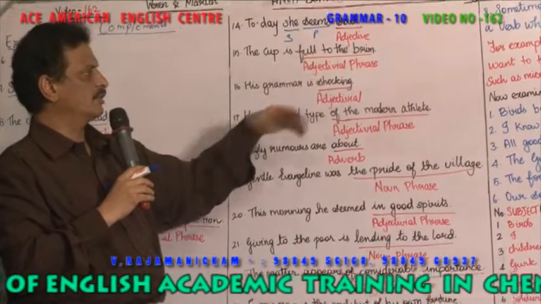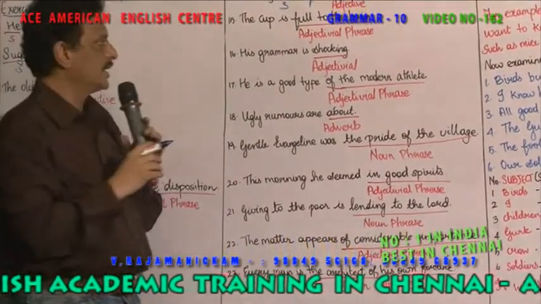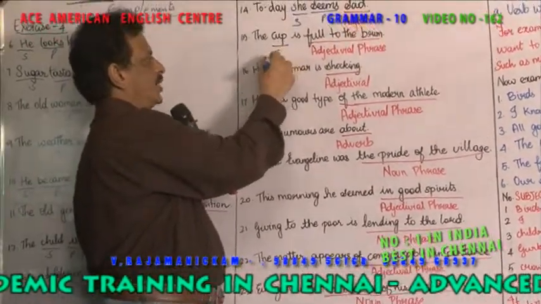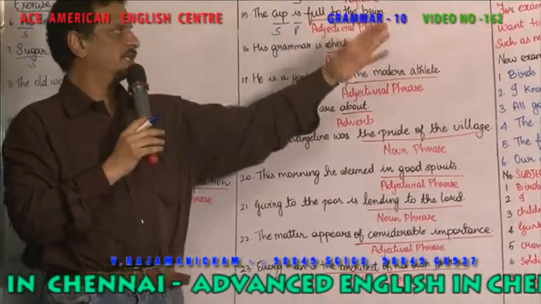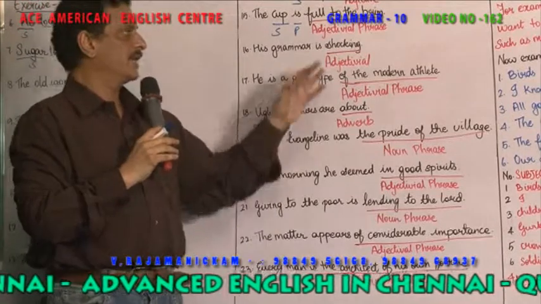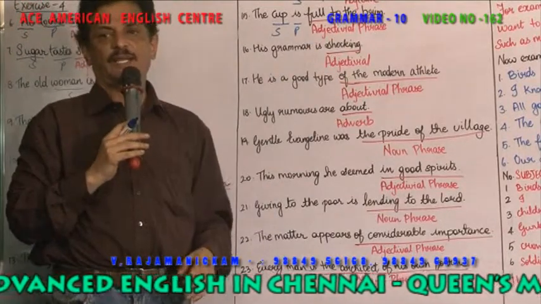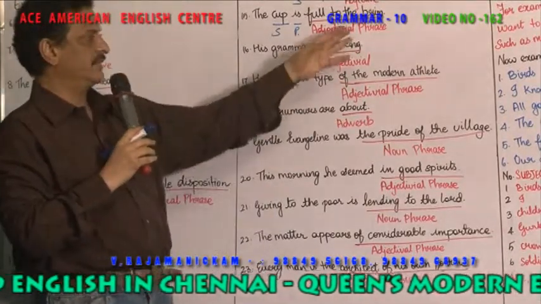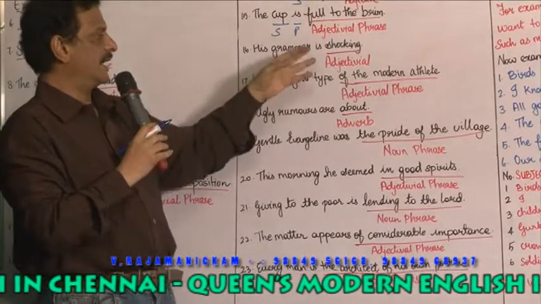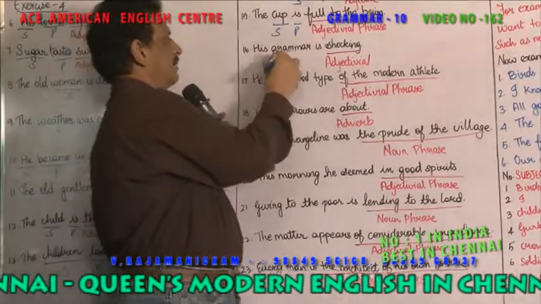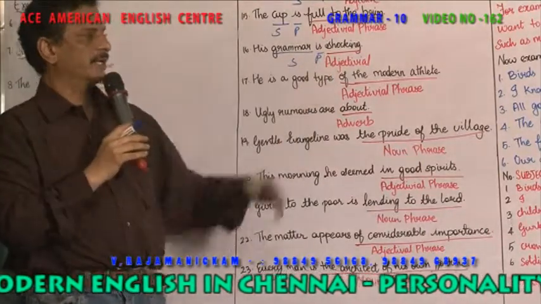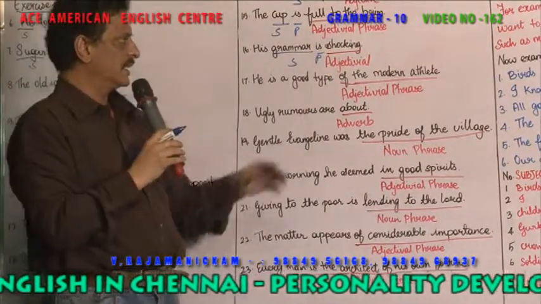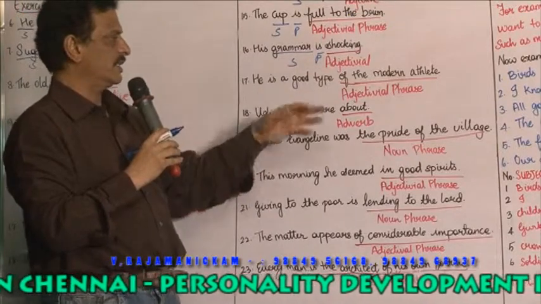The cup is full to the brim. Cup is the subject. Is is the predicative word, and it doesn't take an object. So full to the brim becomes an adjectival phrase or adjectival complement. Grammar is shocking. So grammar is the subject word. Is is the predicative. Shocking becomes an adjectival, it is a gerund, so adjectival complement.